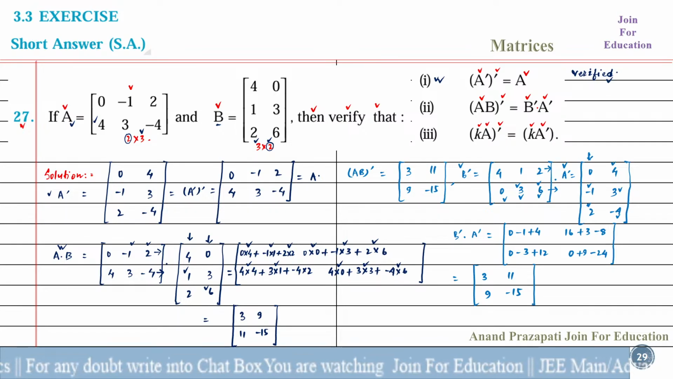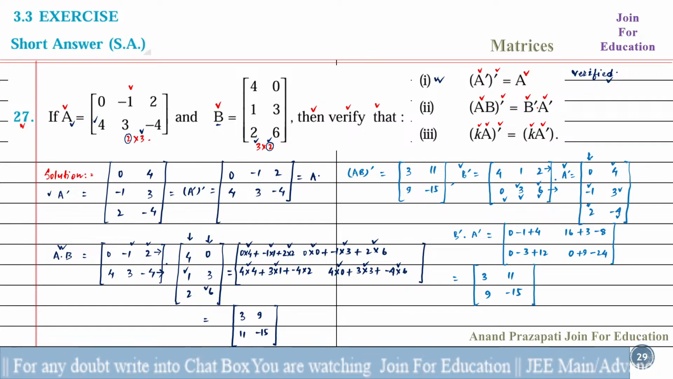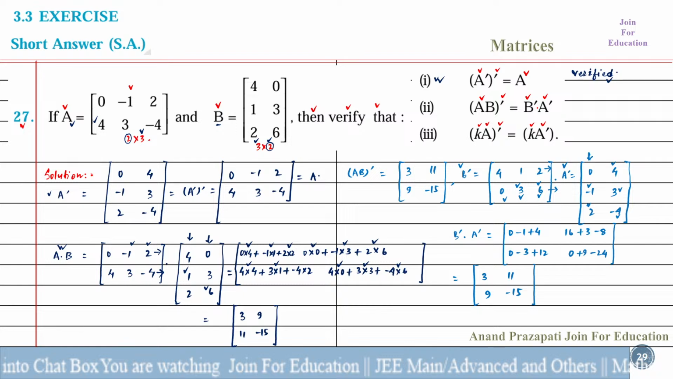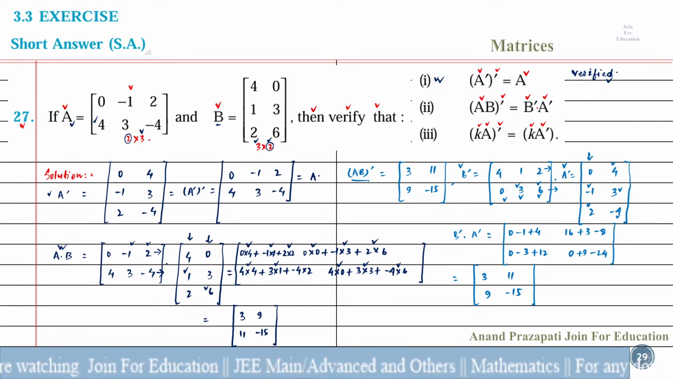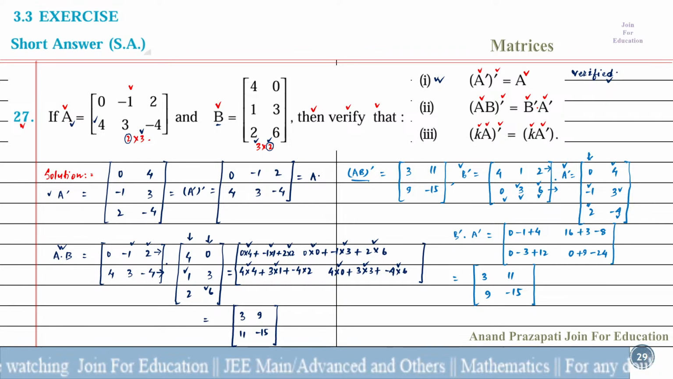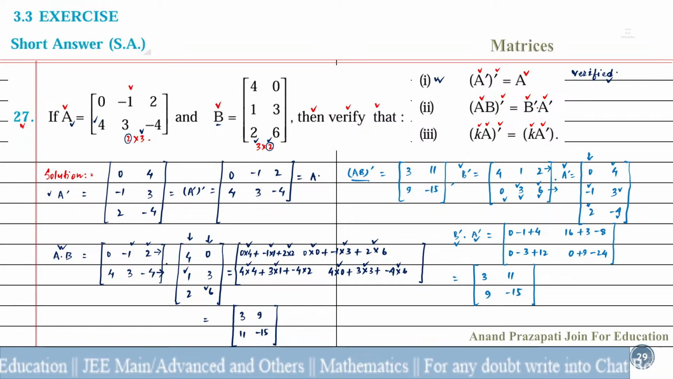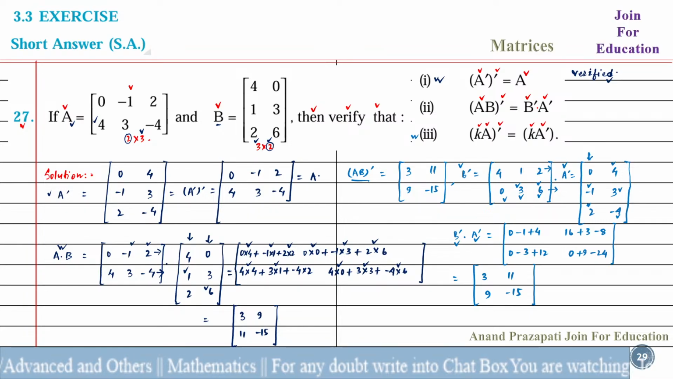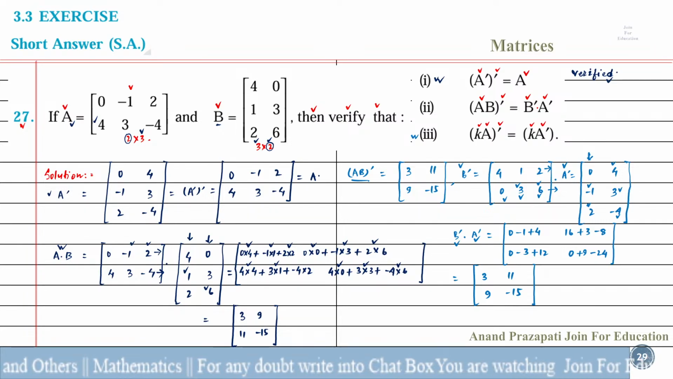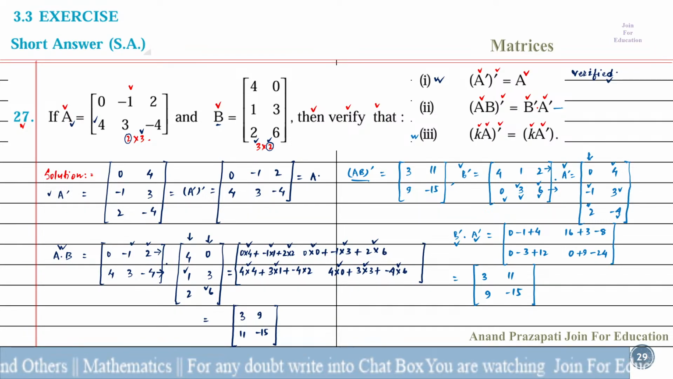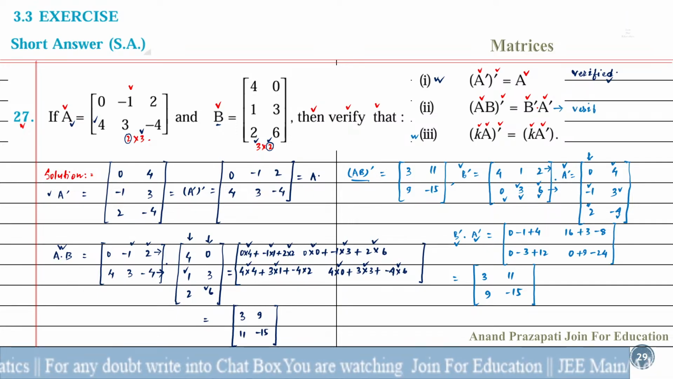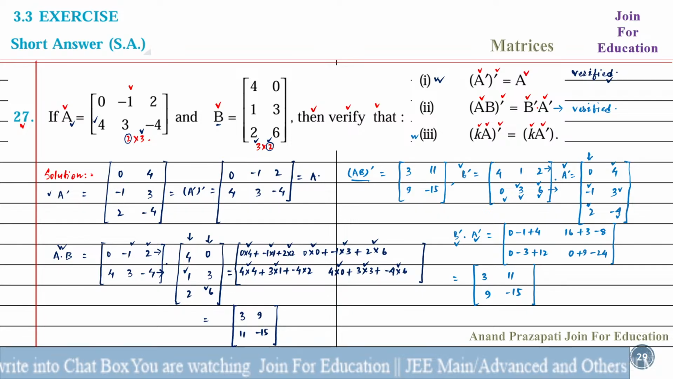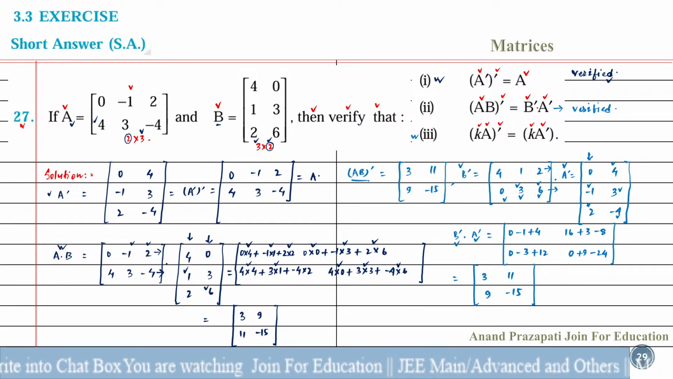So let's see here, transpose of AB is equal to the transpose of B into A. Similarly, we can prove 3 or verified. So this one is also verified. Similarly, we can verify this one. So it is very easy.